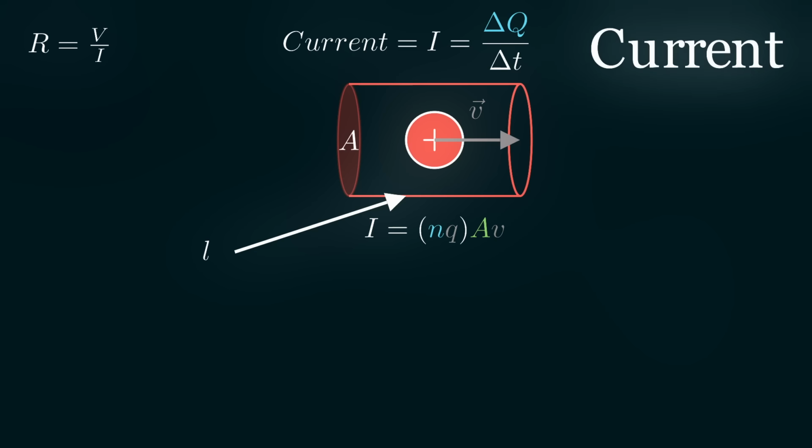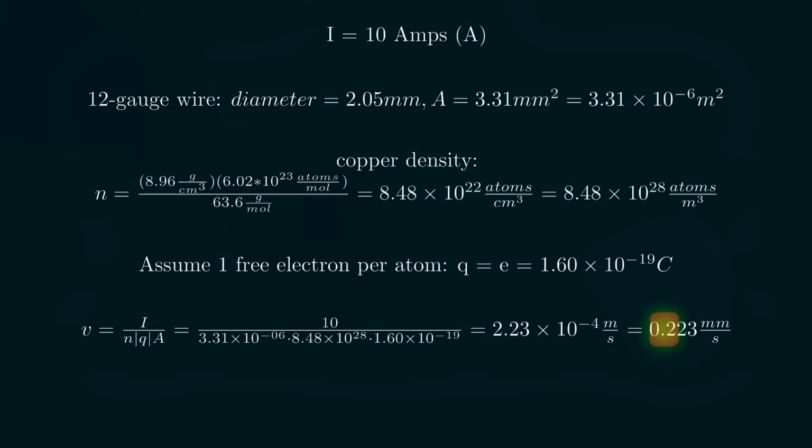Another thing we can do is solve for the velocity of the charges in the wire. So let's do that. So we can divide both sides by N, Q, and A to solve for the velocity. And now we'll pick some sensible values and solve for each of these. If you do all the calculations, you get 0.2 millimeters per second. But how does that make any sense? I mean, if I turn on a light switch, it's almost instant.